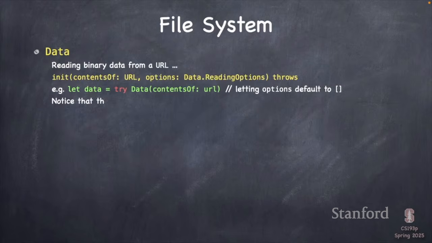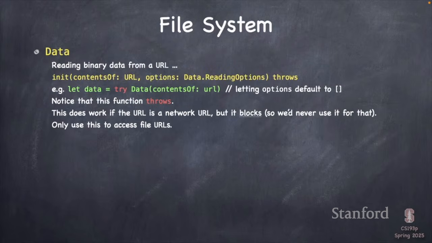Now, how about reading and writing to the file system? How do you read and write stuff to the file system? You mostly do that with data. Remember data, I talked about it before, it's a struct, it's a bag of bits. Unstructured data, just a big buffer of bits. And there is an initializer for data which points at a URL and just gives you all the bits in that file. That's called data contents of, and it's got some options there which we really don't pay much attention to.